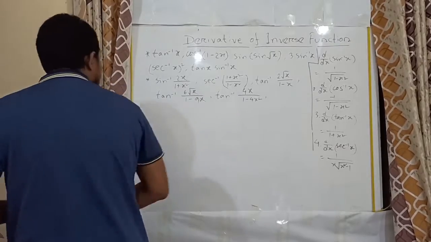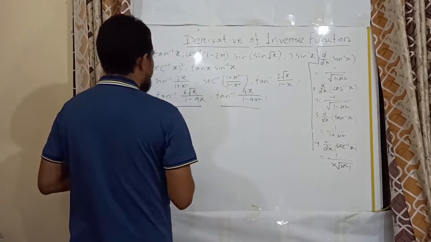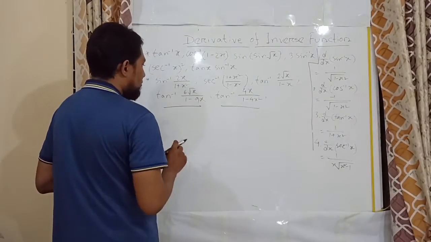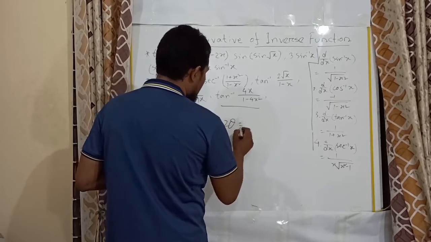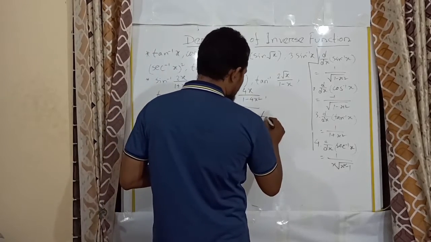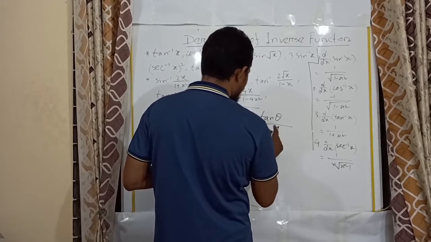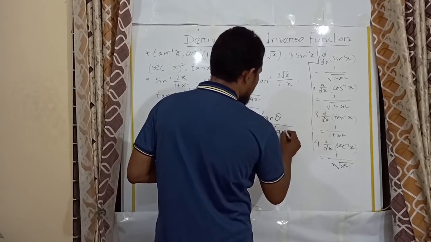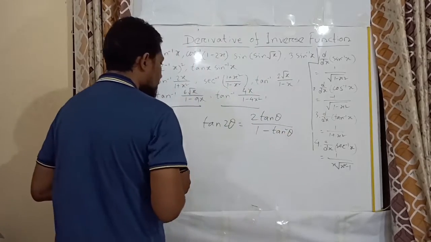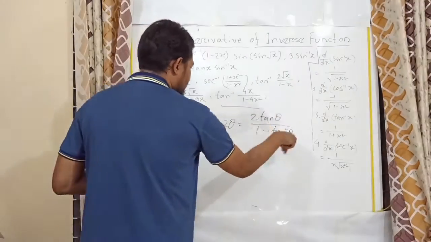Now I am going to show you the two maths. There is a formula that tan 2 theta equals 2 tan theta divided by 1 minus tan square theta. So here we have to make this in such a form.